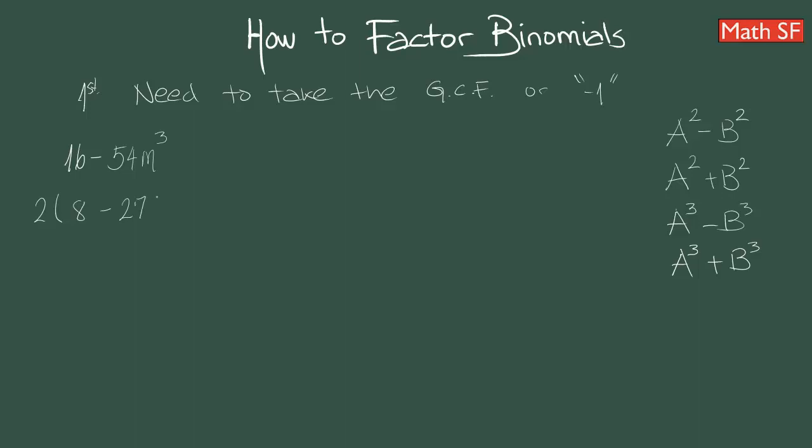27 m cubed. Now, after that, we look at this binomial and see if it's in our list. Well, it's impossible that it's going to be a square and a square, so maybe it's one of these cubes. It has a minus, so it should be a difference of cubes.